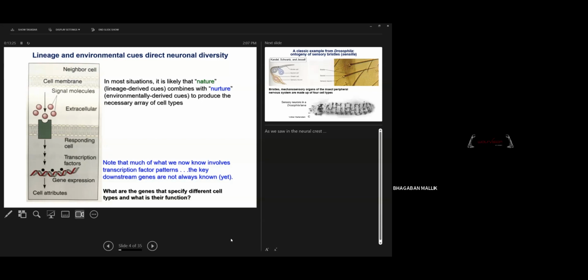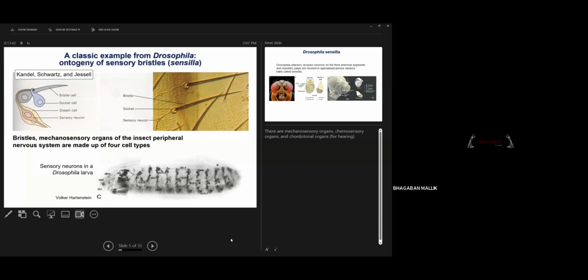Okay, so this is just to show that it's not only the genes; it is also some cues derived from other cell types that can also help in the differentiation of different neuronal cell types. So we will take a classic example of how different types of cells are produced in Drosophila.